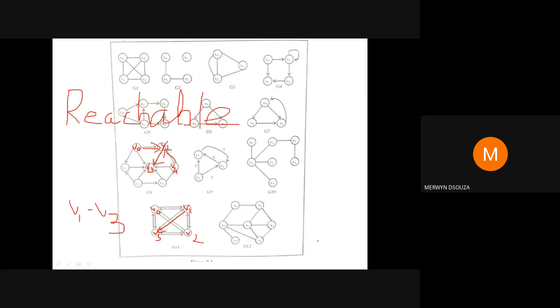In the same way, if I ask you, is V1 reachable from V2? The obvious answer for it will be what? Is V1 reachable from V2? Is it reachable?